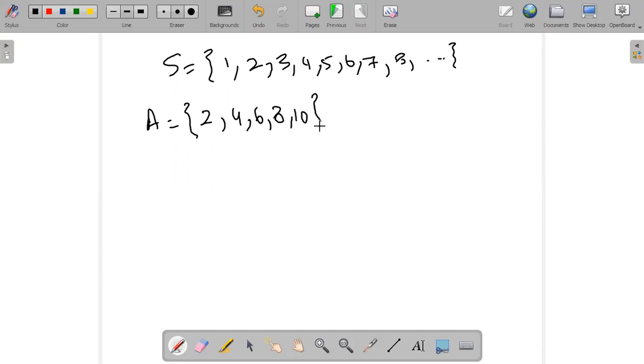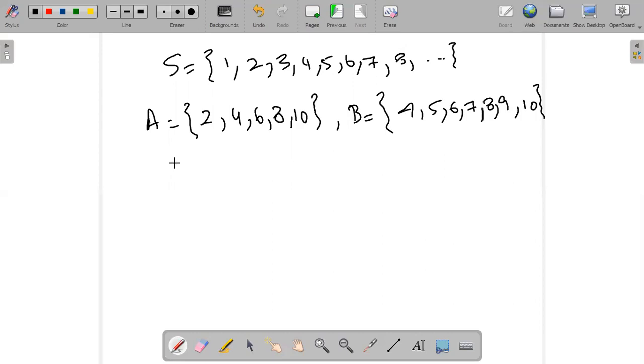Good. And another event can be represented as B: the number on the card drawn is greater than 3. Which are those? 4, 5, 6, 7, 8, 9, and 10. These are the events. So we got two such events: one is with respect to even, and one is the card drawn being greater than 3.